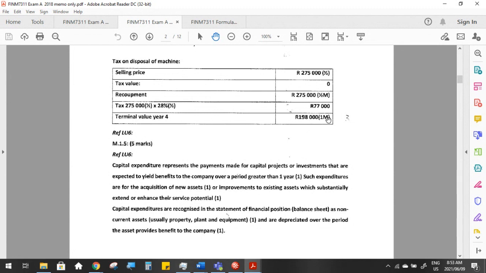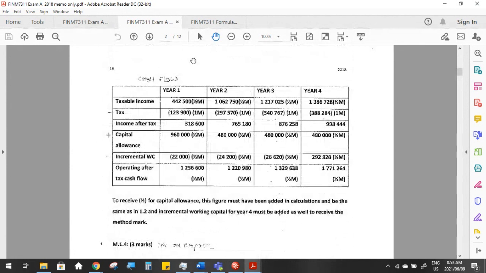And just while I'm talking about inflows, take note that that 198 has got no brackets around it because it's an inflow. And over here in your workings for the cash flow, if it's a cash outflow, you have to indicate the fact that it's a cash outflow with brackets.